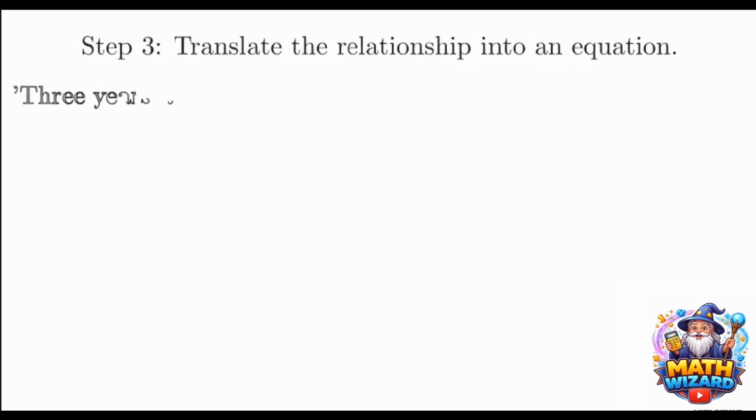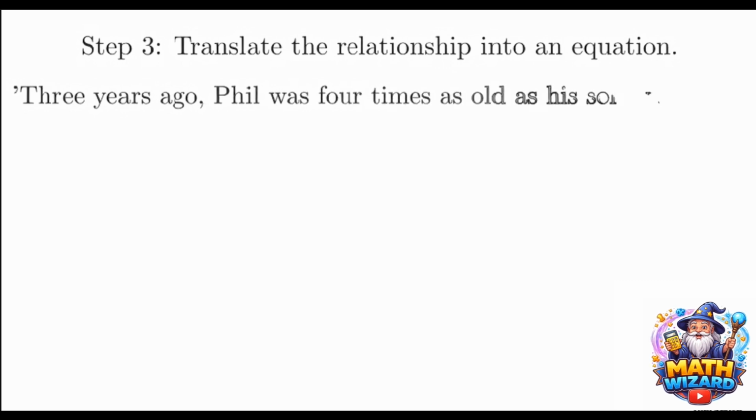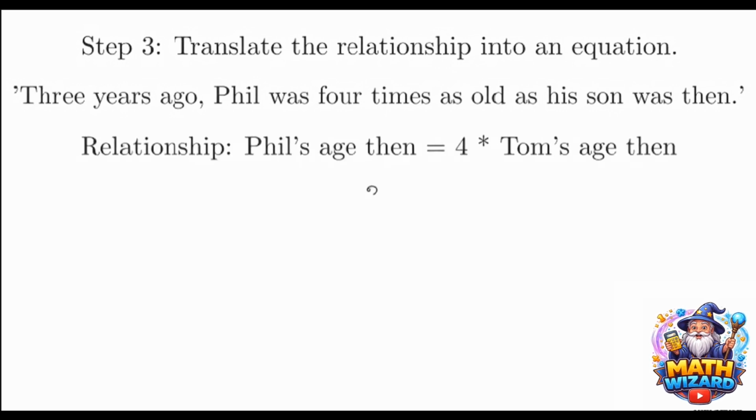Now we have our information organized. Let's look at the key relationship given in the problem. It states, 3 years ago, Phil was 4 times as old as his son was then. This sentence is the clue we need to write our equation. Let's translate this sentence piece by piece using the values from our table. The phrase 3 years ago, Phil was, refers to Phil's age 3 years ago. Looking at our table, we see that was 32. The word was is often a keyword for equals in math, so we can write an equal sign.